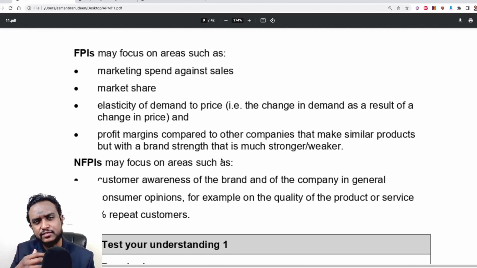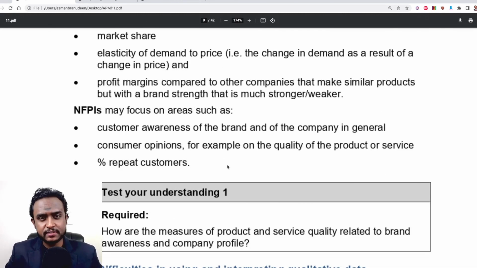You can use surveys, you can use questionnaires, etc. You can see how well your marketing campaigns are being received: number of likes, number of shares, number of comments, etc. Consumer opinions, for example, on the quality of the product or service. As you know, opinion sharing is more qualitative in nature, more subjective in nature. We generally see the same kind of service getting completely different feedback, completely different opinions and reactions from customers. So this is something that is quite commonly seen.